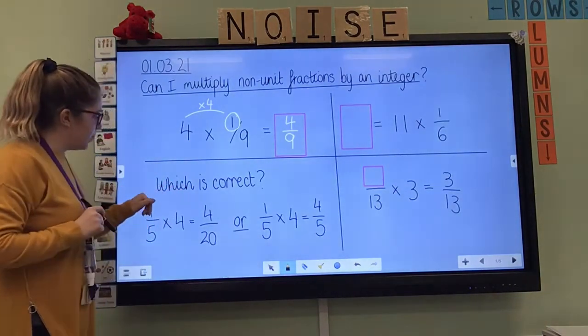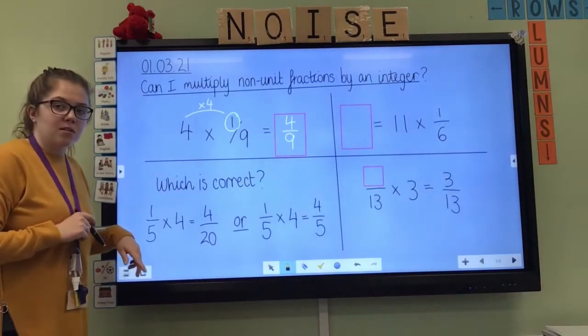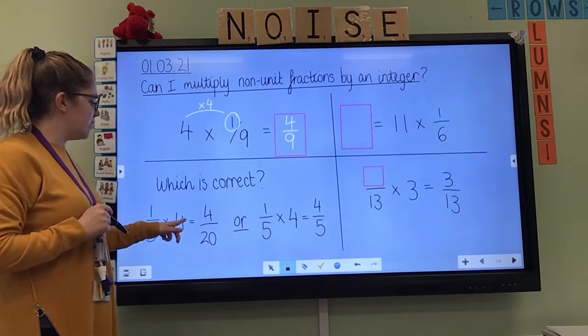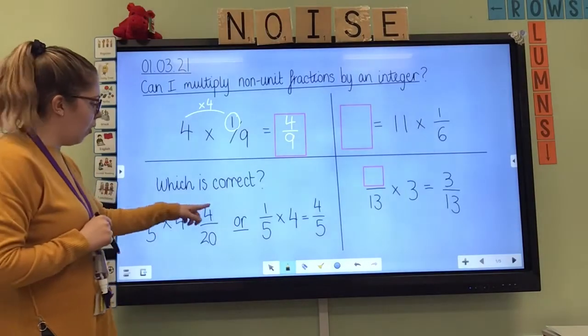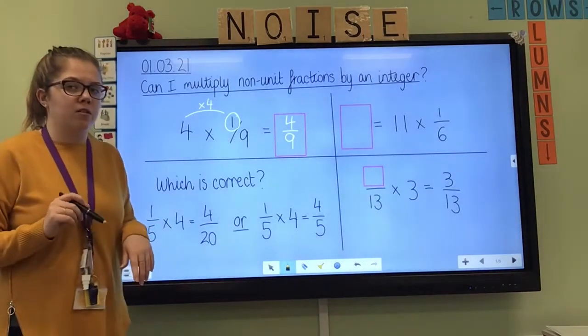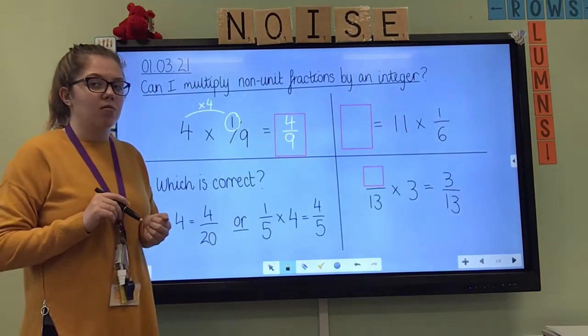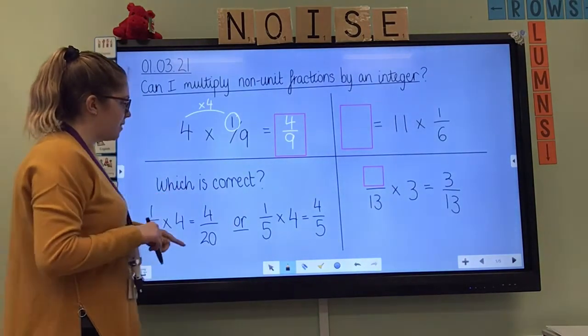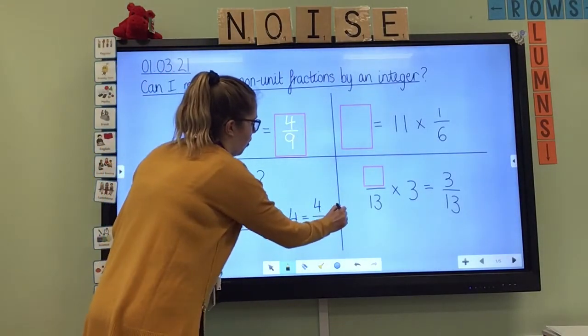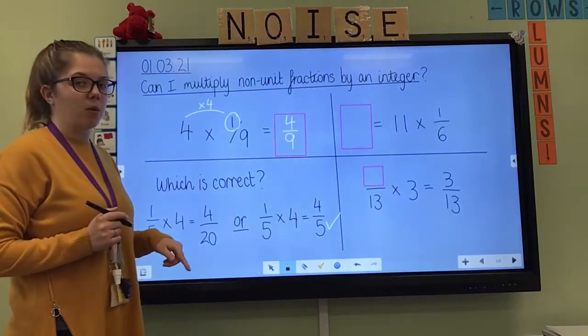And then we've got, which of the following statements is correct? We've got 1/5 multiplied by 4 is 4/20, or 1/5 multiplied by 4 is 4/5. Which one did you think was correct? And you should all be seeing that if we've got 4 lots of a fifth, we're going to have 4/5. So that is the correct one.